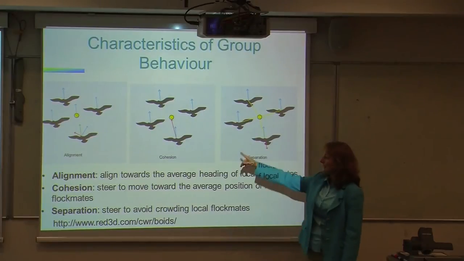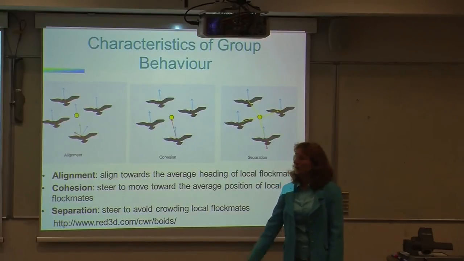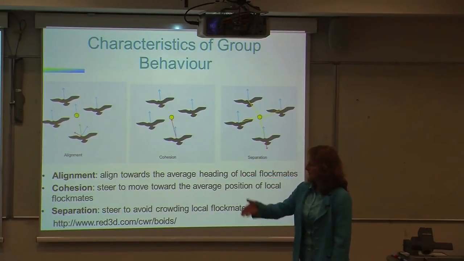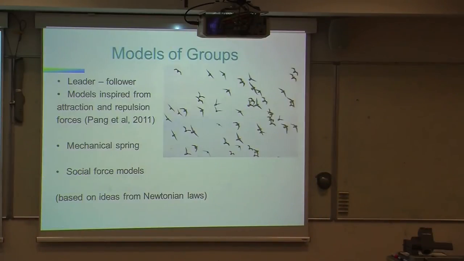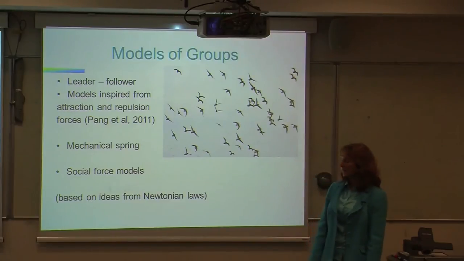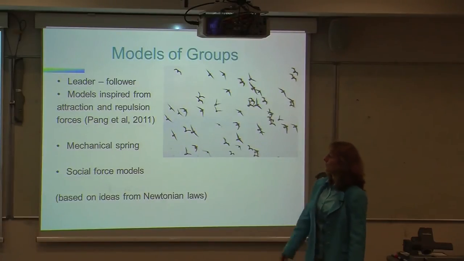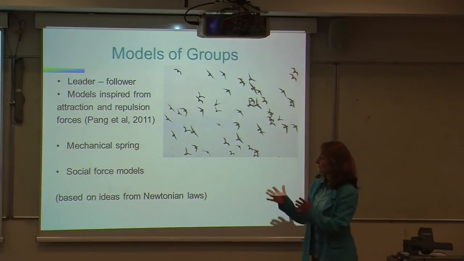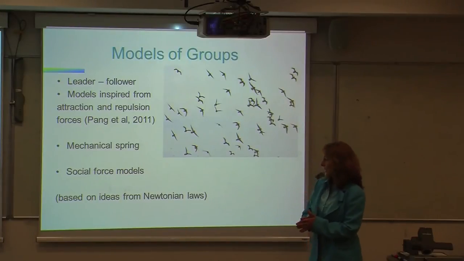So this second idea has inspired a number of models, the so-called leader-follower. And the third, they tend to align in a certain direction, so in a certain angle. Apart from the idea of a leader-follower, there are other models like a mechanical spring, or for instance, the colleagues from Cambridge proposed a model with attraction and repulsion forces, starting with a stochastic differential equation, which is quite useful for small group tracking.